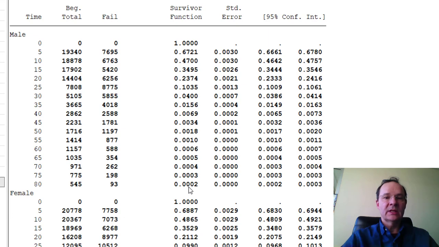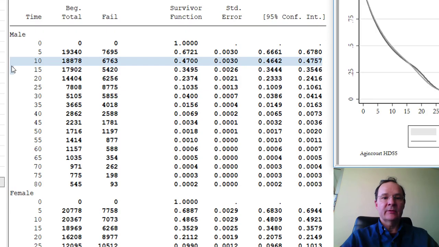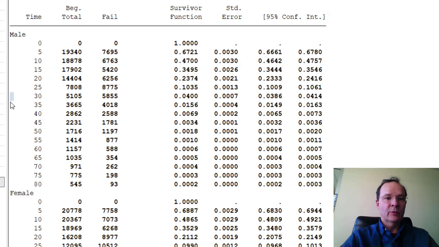So this is the exact transcription of what you've seen in the graph. We can see that at 10 years old, there is only 47% of a synthetic cohort, represented by the survivor function, that has not migrated yet, whereas at around 30 years old, it's only 4% that have not migrated yet. We have about the same number for females.